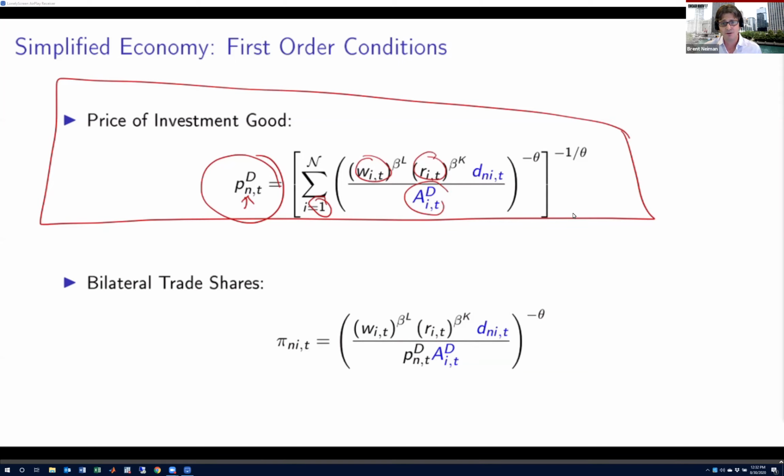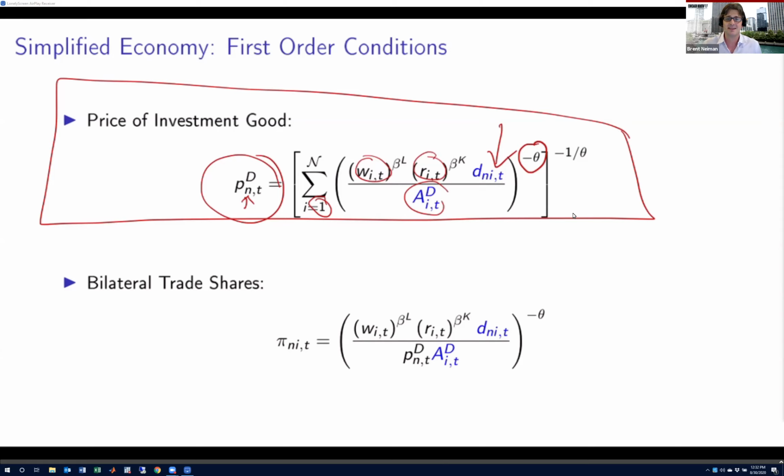And the way in which geography is embedded is, note that there's this, again, DNI term there. Let's say for country I, there's an infinite trade barrier to ship anything from country I to country N. Let's say hypothetically you simply cannot ship goods from I to N. In that case, DNI would be infinite. And you can see, given that this exponent here is negative, that means that you would fully discount the wage, rental rate, and productivity of country I. They simply would no longer matter for anything for country N, at least for country N's investment.